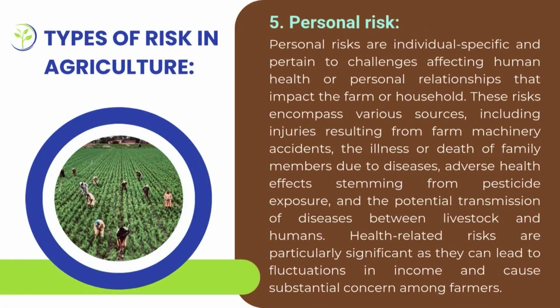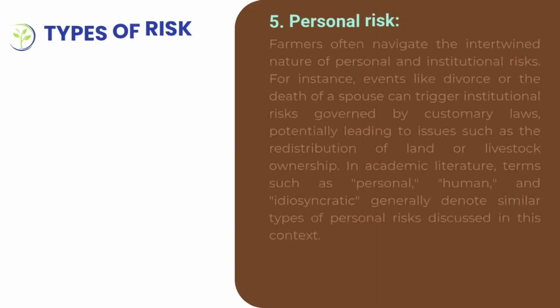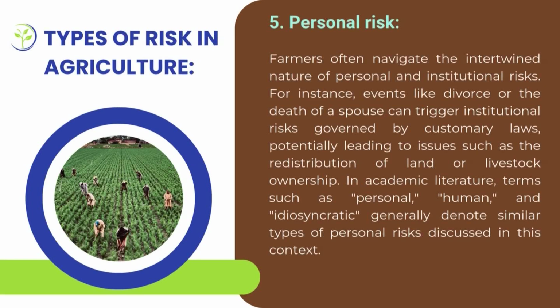Number 5, personal risks. Personal risks are individual specific and pertain to challenges affecting human health or personal relationships that impact the farm or household. These risks encompass various sources, including injuries resulting from farm machinery accidents, the illness or death of a family member due to disease, adverse health effects stemming from pesticide exposure, and the potential transmission of disease between livestock and humans. Health-related risks are particularly significant as they can lead to fluctuation in income and cause substantial concern among farmers.